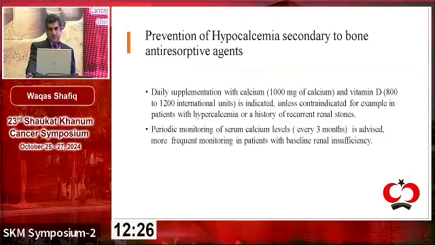How can we prevent it? Daily supplementation of calcium and vitamin D can be used, unless the patient already has hypercalcemia or a history of renal stones. If we supplement these patients with calcium and magnesium, that can prevent the hypocalcemia secondary to zoledronic acid. We also need frequent monitoring of calcium. For example, it's advised to check the calcium every 3 months for patients who are on zoledronic acid, and more frequently in patients who have renal insufficiency as well.